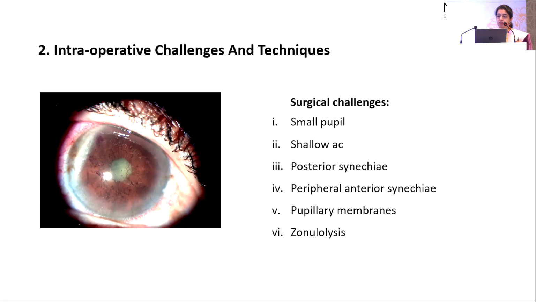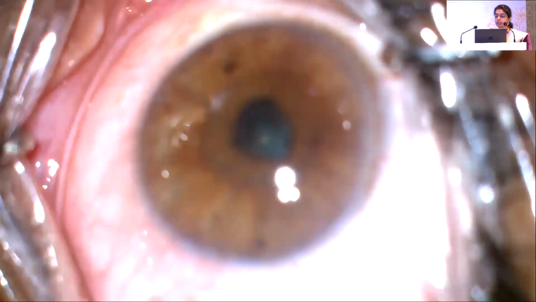Now, intraoperative challenges. These patients present with small pupil, shallow AC, posterior synechia, peripheral anterior synechia, pupillary membranes, and zonulysis.